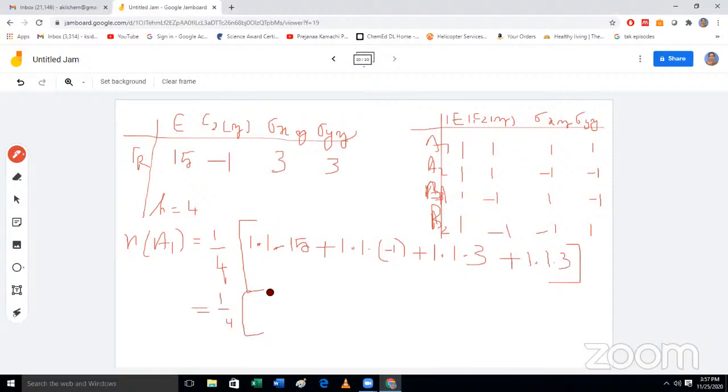So 1/4 into 15, 15 minus 1, plus 3, plus 3, plus 3. So 15 minus 1 is 14, plus 3 is 17, equal to 5. So 5 A1 is present in this.